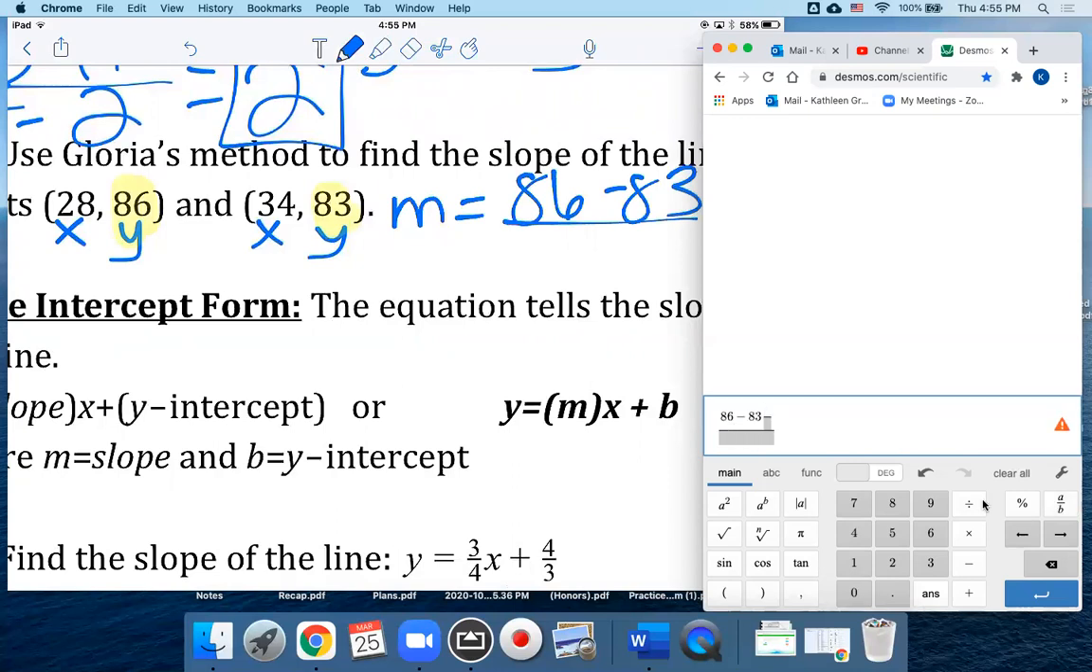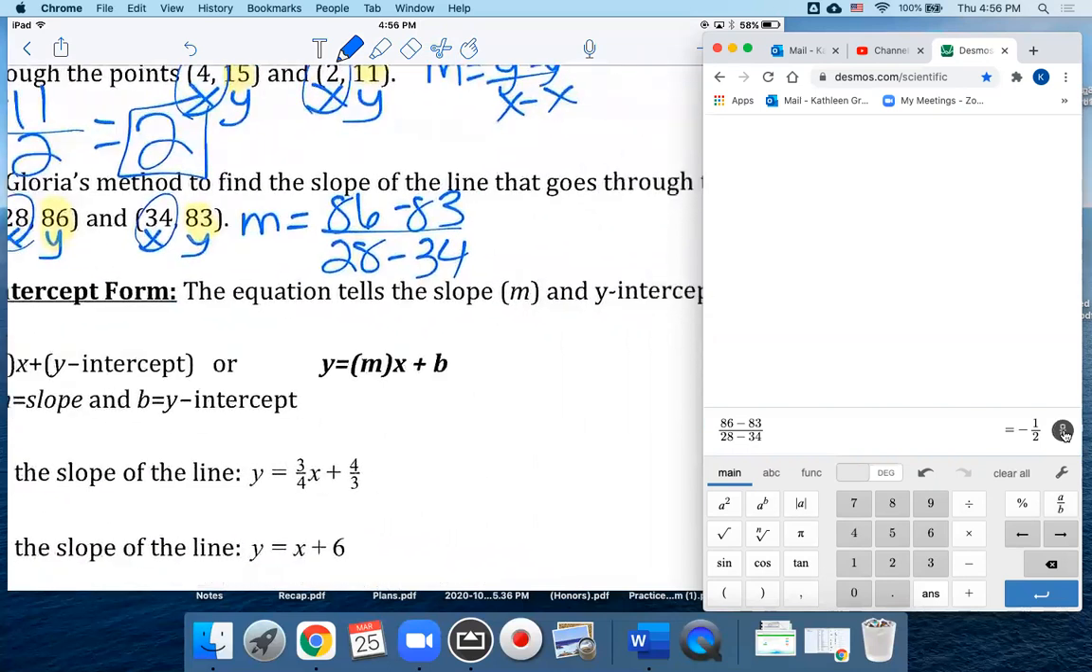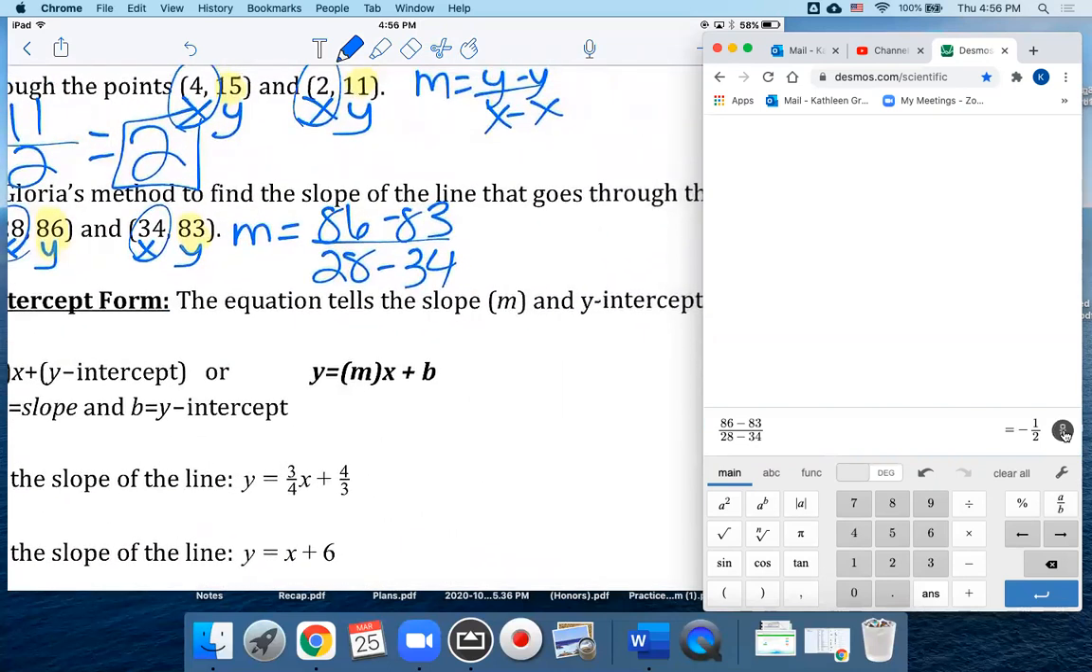And notice that the fraction, whoa, what did I just do? Notice that this is one big fraction. It's not split. And then my x values, I'm doing 28 minus 34. So I'm going to go below 28 minus 34, and I get a decimal. So I want to change that to a fraction because slope is always listed as a fraction. So I'm going to get negative 1 over 2. So I'm going to go down 1 over 2 each time.